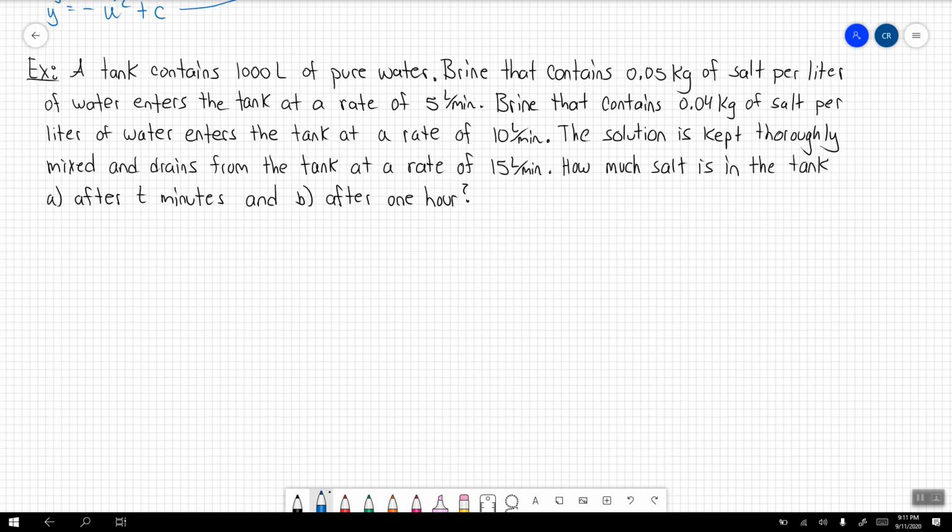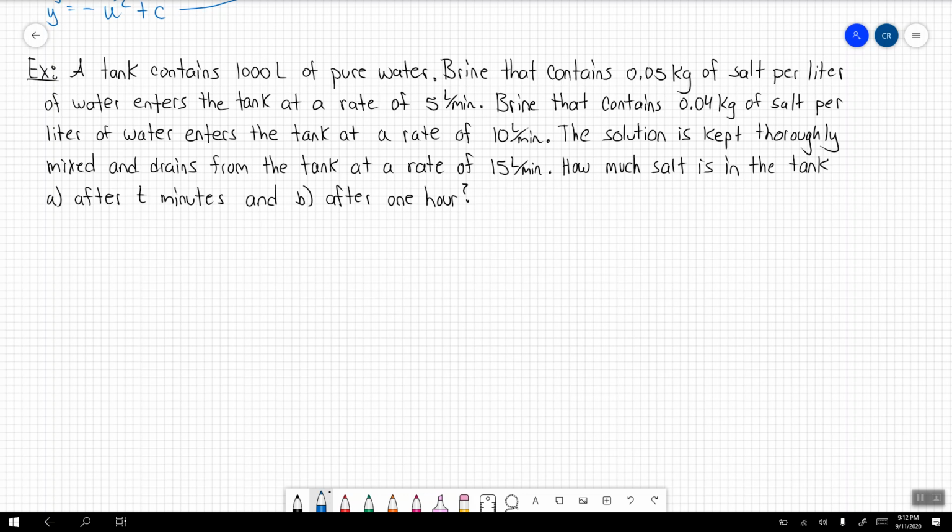So the question then becomes, how much salt is in the tank? Part A, after t minutes. In other words, let's get that differential equation going. And then part B, how much is left after 1 hour? Okay, so here's where we now need to start looking at this particular problem in terms of a differential equation. So let's start defining what it is that we want to look at.